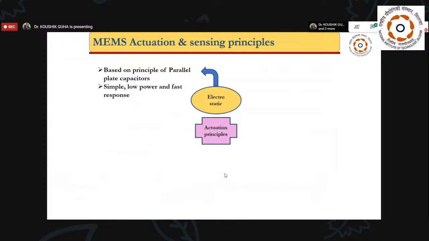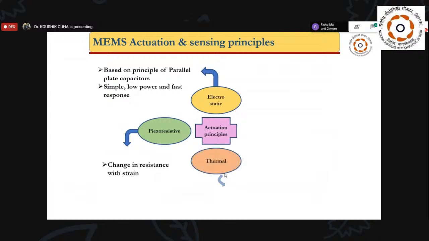There are some actuation principles. There are basically four categories of actuation principles in our MEMS. First, electrostatic, you can see it is a very simple technique based on the parallel plate capacitors, simple, low power and fast response. Then it is piezo-resistive actuation technique, due to the change in resistance with strain. This physical phenomenon you can implement into a design, and then you can make a sensor with this type of phenomenon. The thermal actuator also works based on the principle of changes in temperature profile. So if you make a change in temperature at the two ends of, suppose, a conductor, then we can see there is a generation of voltage or current. So from temperature to current you can generate with the thermal actuator.